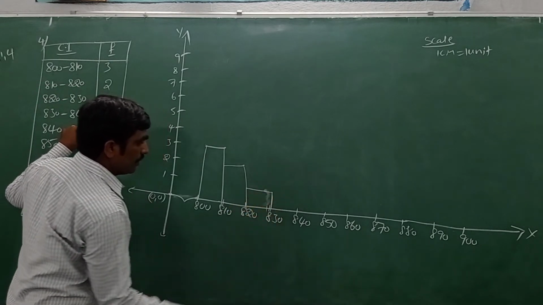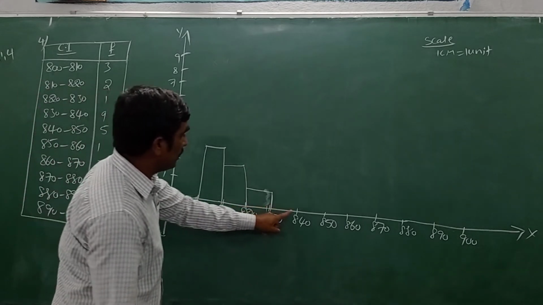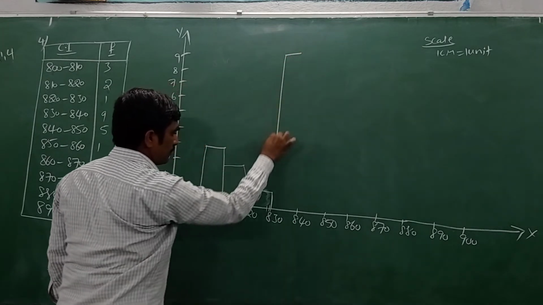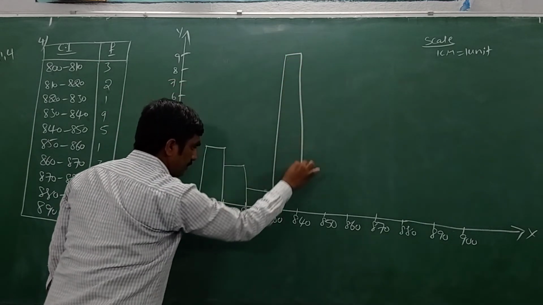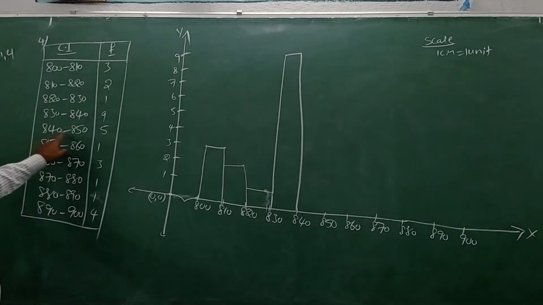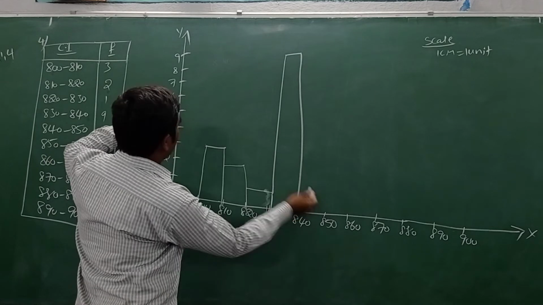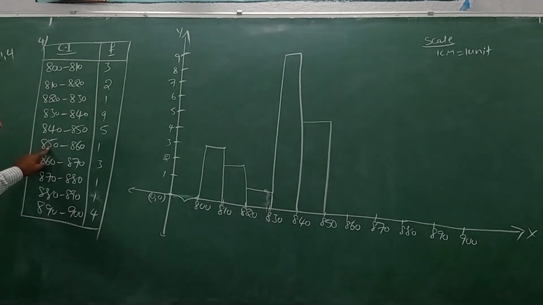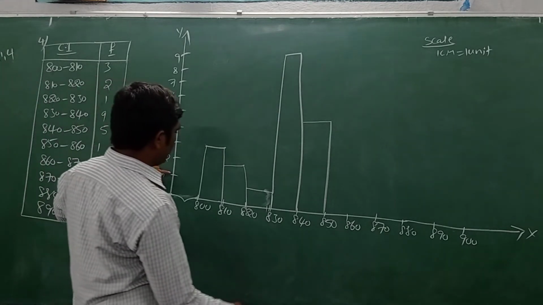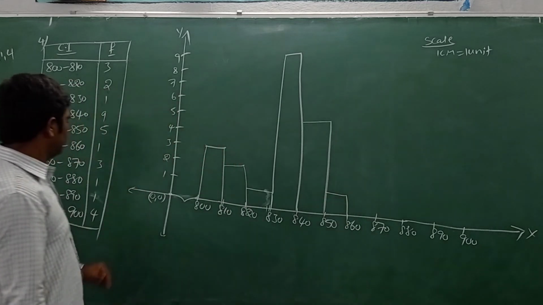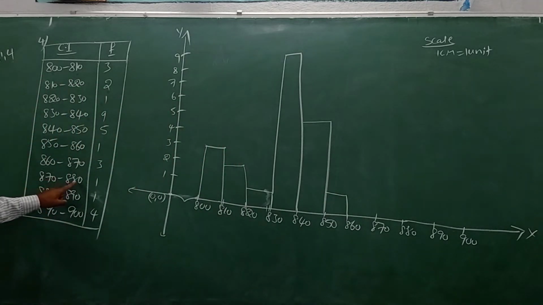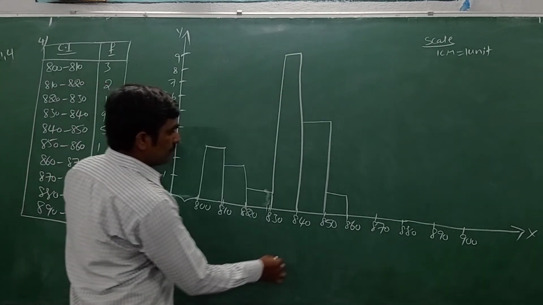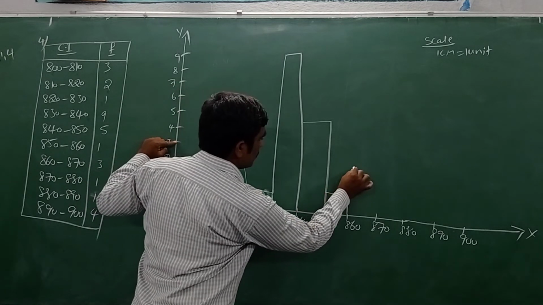Then next, 830 to 840. Sorry. 830 to 840, how many? 9. So here you can see 9. The next one, 840 to 850, so we'll take it approximately like this. 850 to 860, only 1. Sorry, 860 to 870, it seems. 3 we will take.